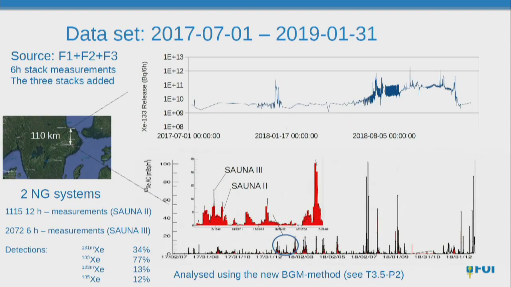So then I go on to the data set we have measured. Here we have, again, the Forsmark release data, all three stacks added together. Here we have data from the Sona 2 and the Sona 3 system in Stockholm. The red bars are the Sona 2 data, which are 12-hour time resolution, and the black line is Sona 3 data with 6-hour time resolution. You can see the peaks are sharper sometimes, but the data really agrees very, very well with each other, so they are standing next to each other. And these are analyzed with a new analysis method, which is described in a poster.